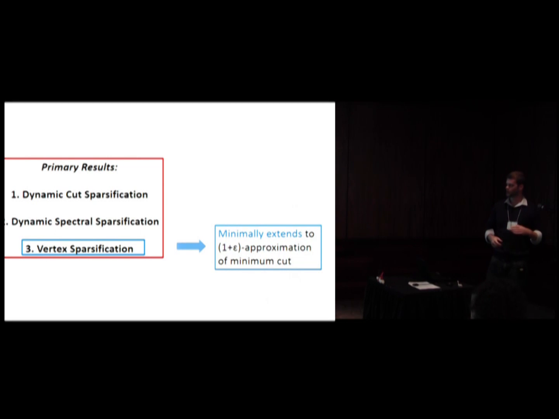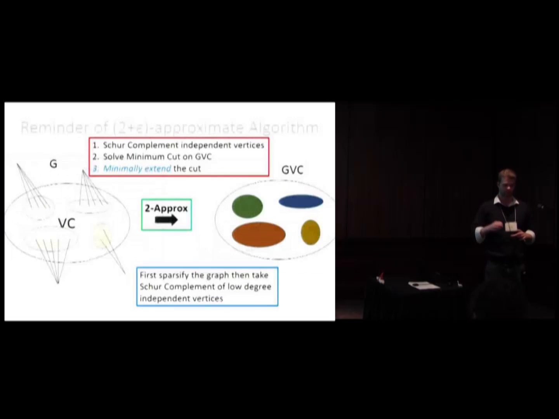So I won't have much time to go over vertex sparsification, and especially the dynamic part, but the tool here is that we're going to be able to minimally extend cuts in a 1 plus epsilon approximation. So just a quick review. Hopefully you remember a little bit. We had this 2 plus epsilon routine. We took the Schur complement, eliminating each vertex down onto this smaller vertex cover. We solved it on the smaller one, and we extended it. And remember that we sparsified the graph first, and we did this on low degree edges.